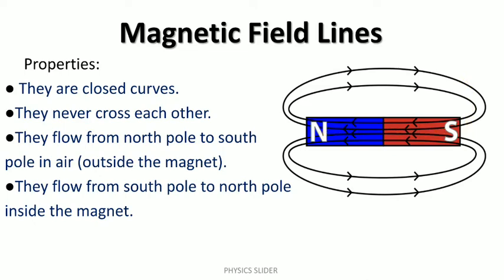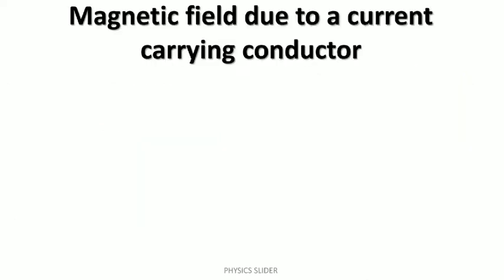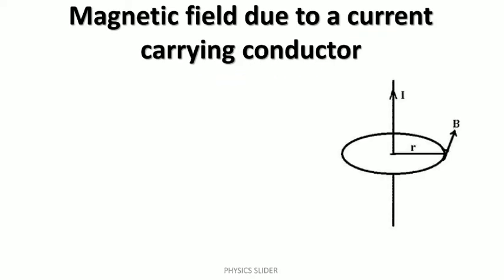All right, moving ahead, we have magnetic field due to a current carrying conductor. So what will be the magnetic field due to a current carrying conductor? We will discuss. Watch here. Here is a conductor which is carrying a current I. We have to find out the magnetic field at a distance r from this wire. This B is representing the magnetic field, capital B.